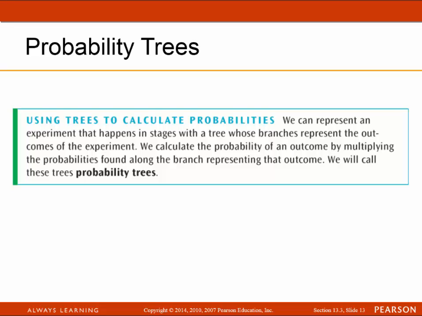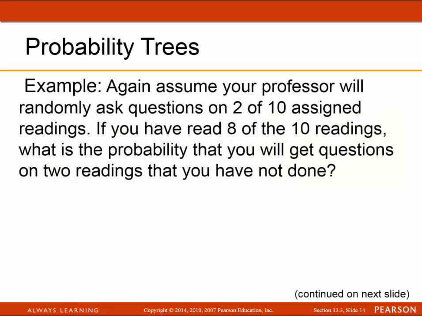The next thing that we're going to talk about is probability trees. Sometimes we can represent an experiment that happens in stages with branches on a tree, and this is what's called a probability tree. Again, assume your professor will randomly ask questions on 2 of the 10 assigned readings. If you have read 8 of the 10 readings, what is the probability that you will get questions on 2 readings that you have not done?